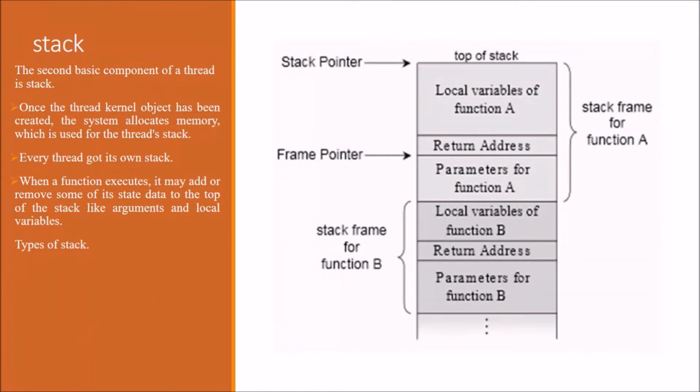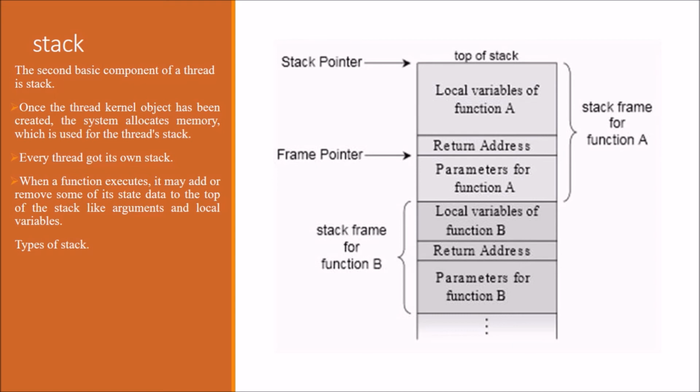The second basic component of a thread is a stack. Once the thread kernel object has been created, the system allocates memory which is used for the thread stack. Every thread has its own stack, which is used for maintaining local variables of the functions and for passing arguments to the function executing inside a thread.